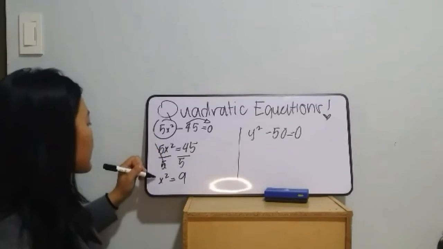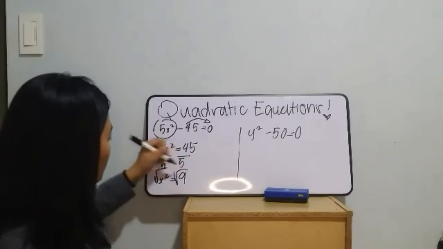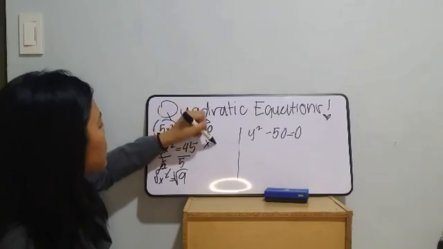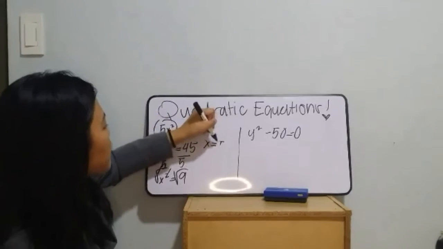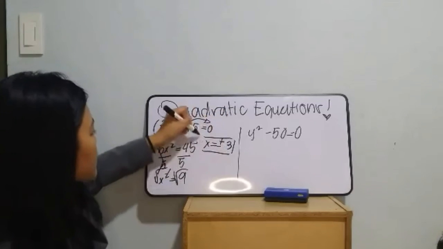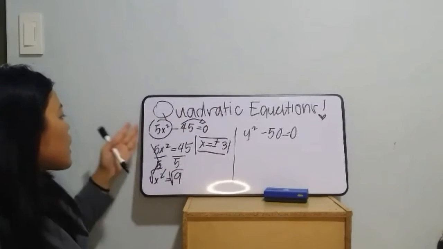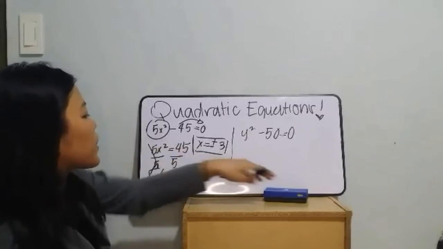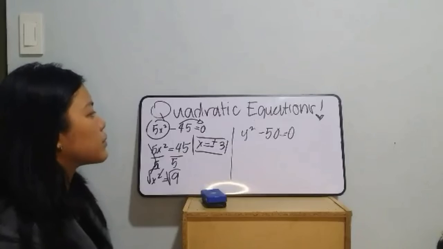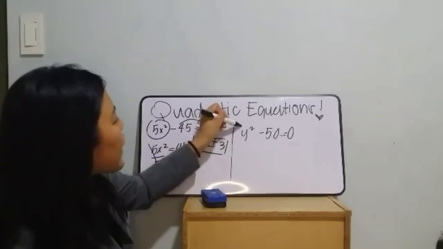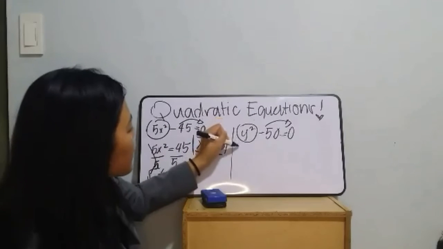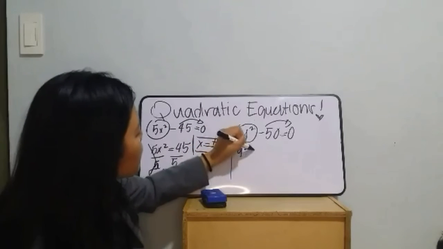So getting the square root and canceling it again, you have x is equal to positive and negative 3. So this is the answer for this example. And we're going to proceed to y squared minus 50 is equal to 0. So again, isolating this and moving this to the other side, you have y squared is equal to 50.